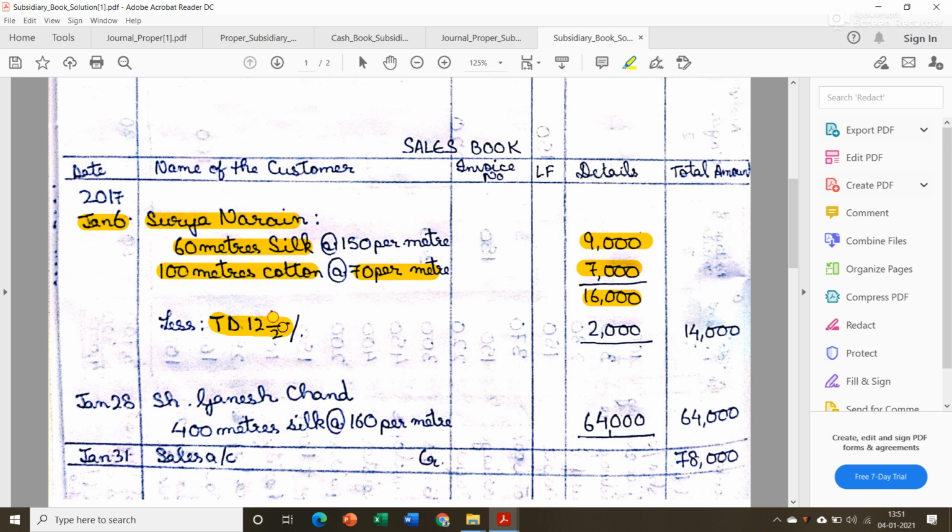Then there is a trade discount of 12.5%, or you can say 25 by 2%. So 25 by 2% of 16,000 is 2,000. So after deducting the trade discount, altogether we sold him 14,000 worth of goods.